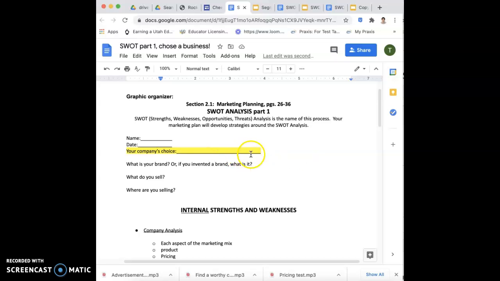First thing you want to do is you either can invent a company like the one you did in business management class, or you can look at a company that's near you. So for my example, I'm going to do Starbucks, okay? And you want to fill these out.